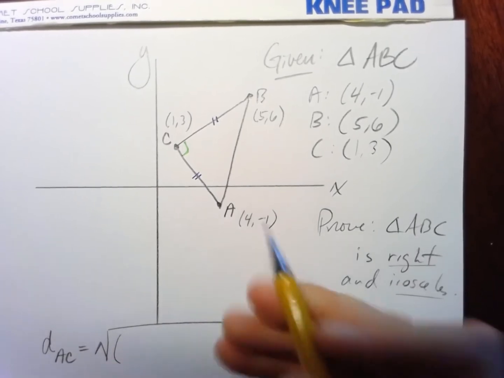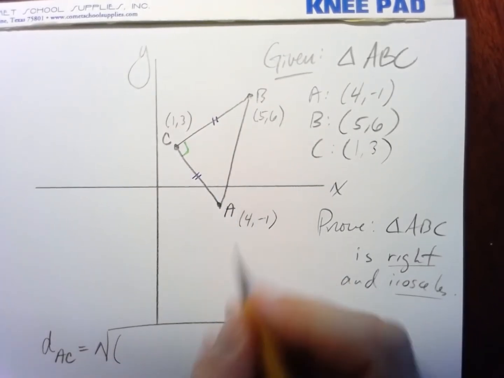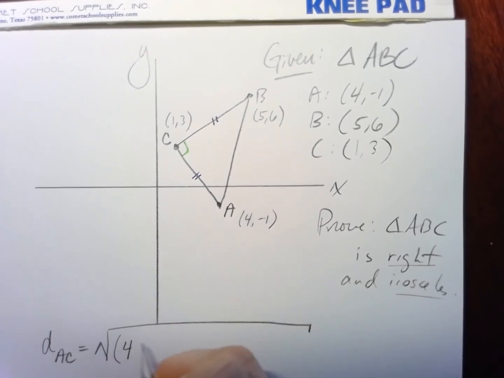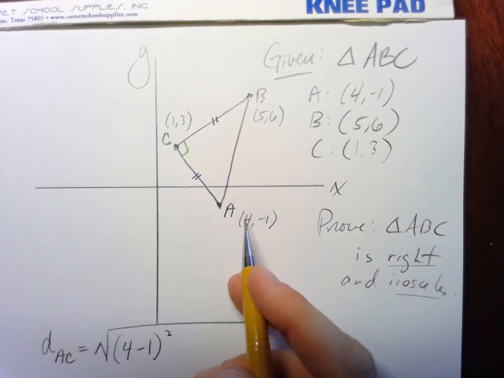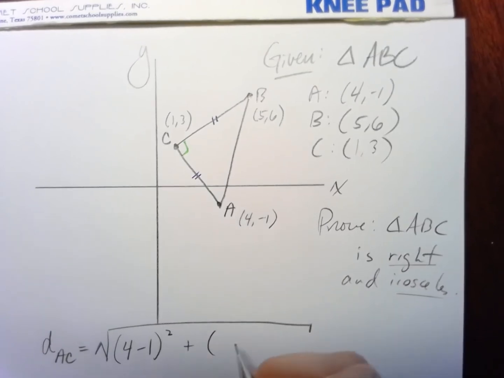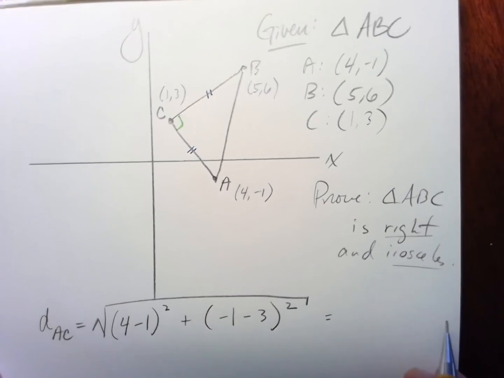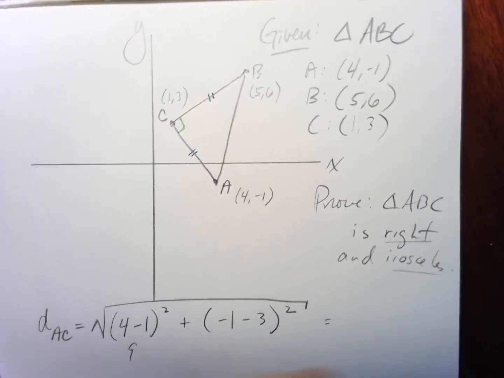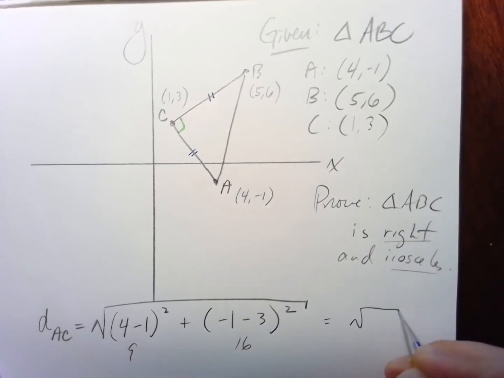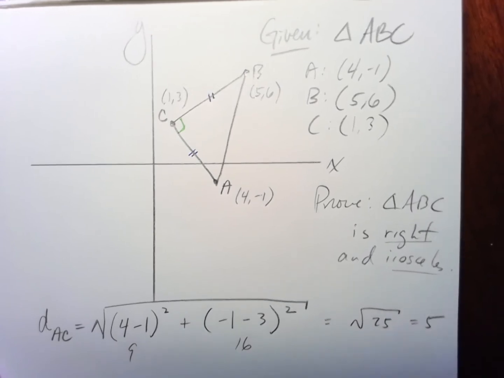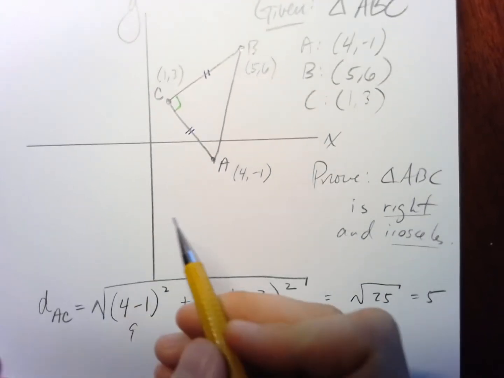is, okay, so AC, I'm going to have the distance in the x's, or the change in the x's, so 4 minus 1, and then the change in the y's, and so this is going to give me 4 minus 1 is 3 squared is going to give me 9. Negative 1 minus 3 is going to give me negative 4. Squared is going to be 16. So this is all going to be the square root of 25, which is just 5. That's nice. So we know that's 5.